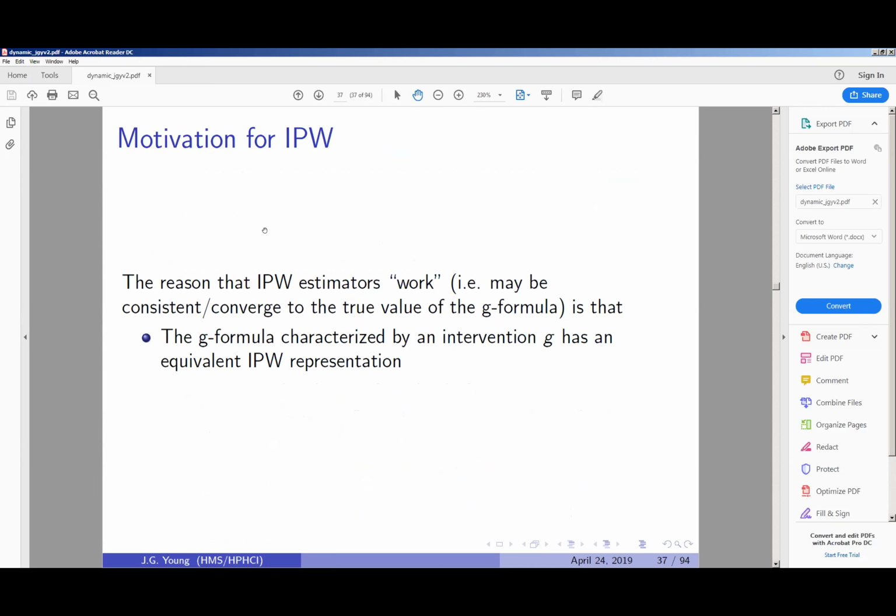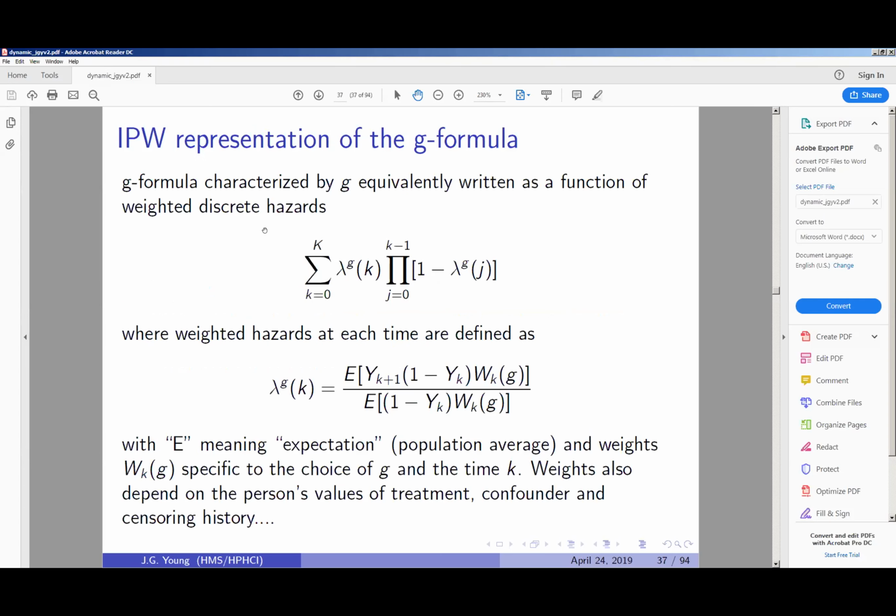So now we're going to give a little motivation for why IPW estimators work. In other words, why they may be consistent, converge as the sample size gets larger to the true population parameter, which now is the G formula. Why is it the G formula? Because we made those 3 exchangeability, consistency, and positivity assumptions, and in that case, the G formula equals the causal parameter we want. And this is because the G formula characterized by an intervention g has an algebraically equivalent IPW representation.